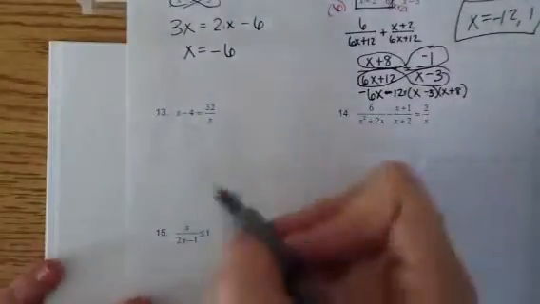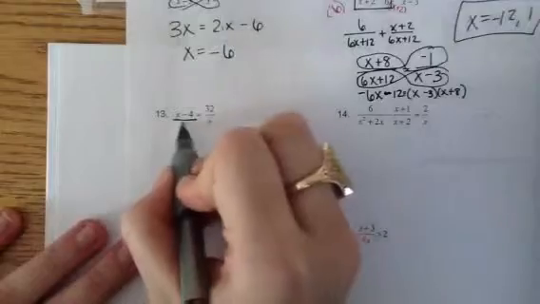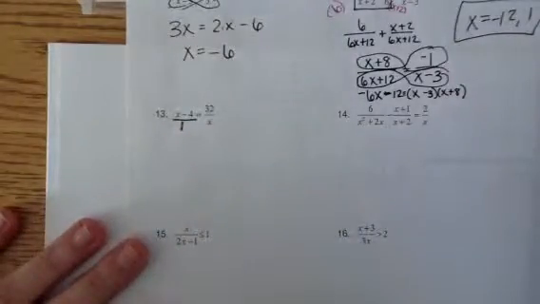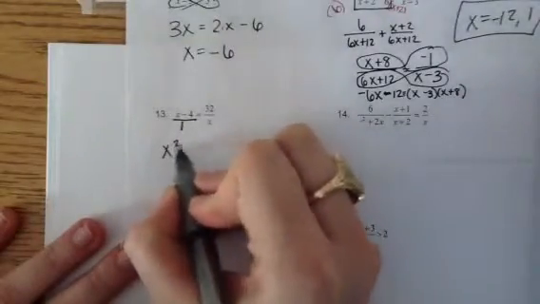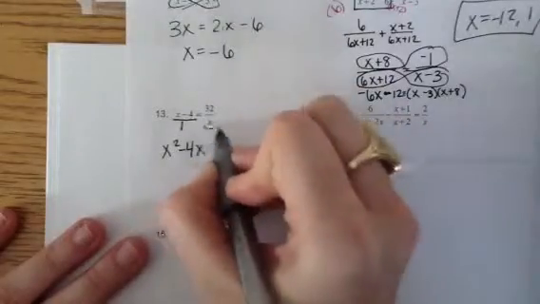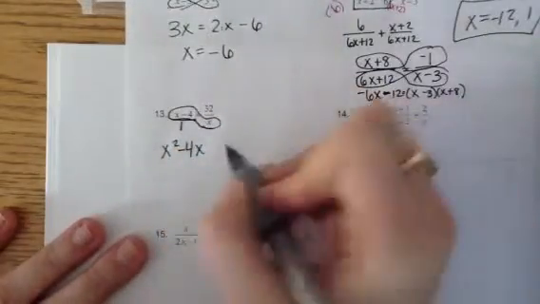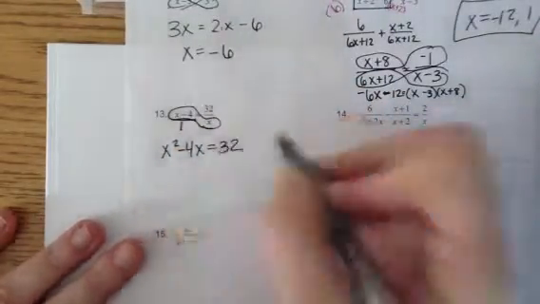Moving on, number 13. 13 is just as easy as number 11. You can think of that as over 1. You're going to multiply. We get x squared minus 4x. When I go that direction, all of that equals 32.